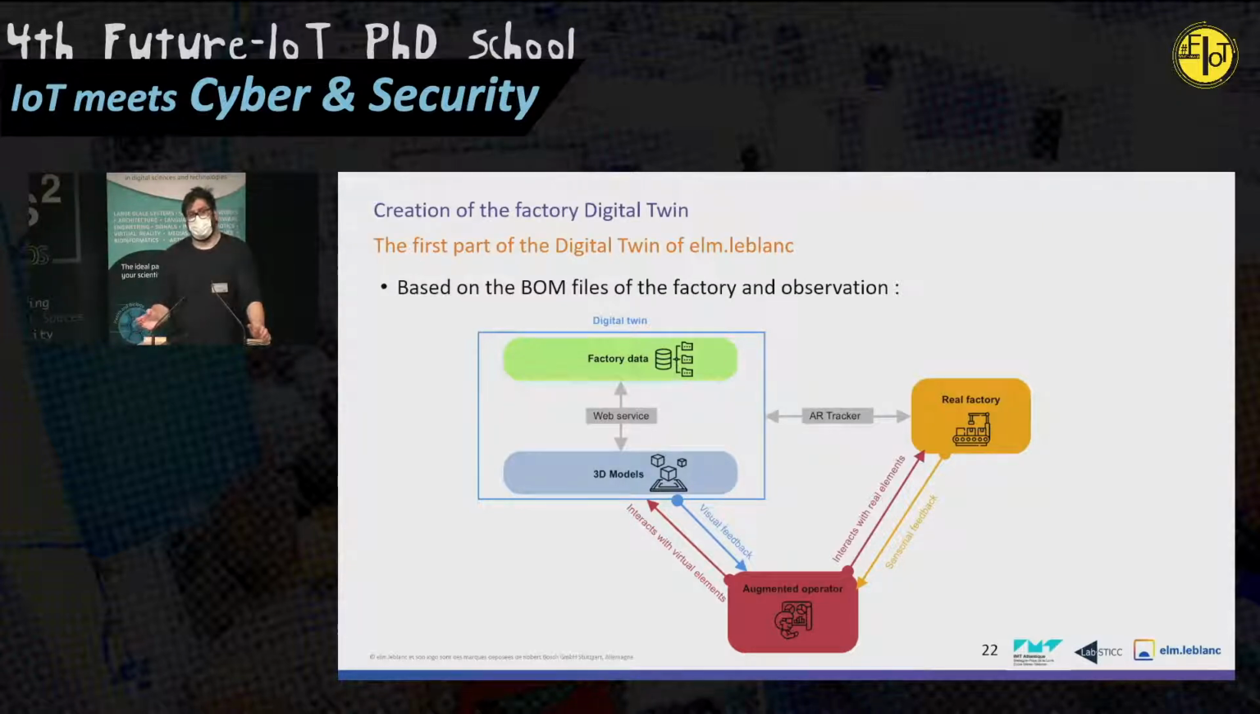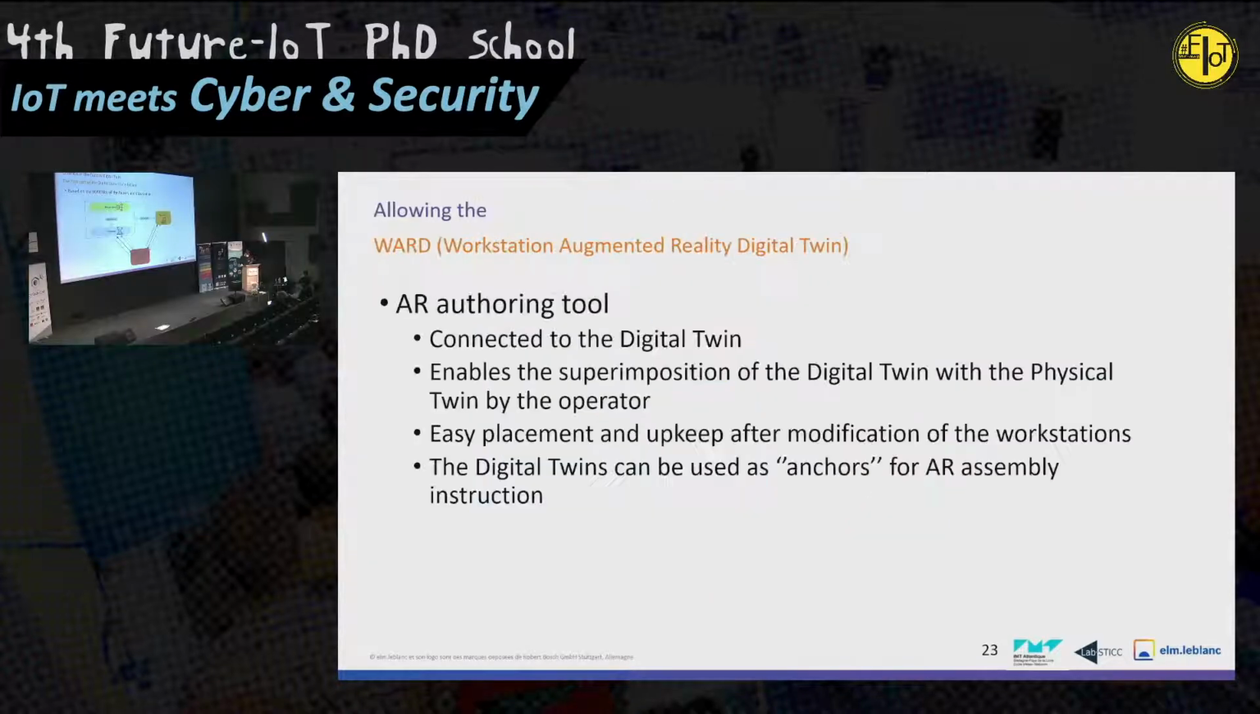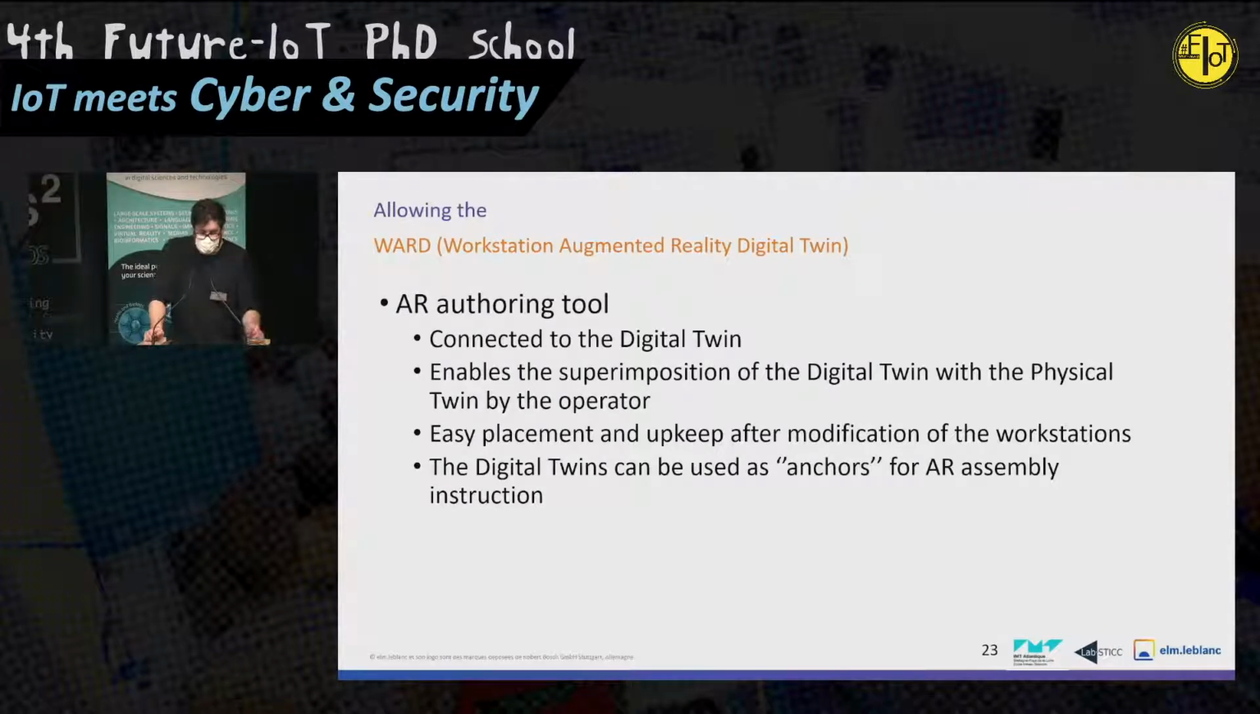An augmented operator is an operator wearing an AR headset, and the operator will make the connection and the upkeep and the updates of the digital twin. To allow the augmented operator to interact with the digital twin and to superimpose the digital twin with the physical twin, we developed WARD, Workstation AR, Augmented Reality Digital Twin. It's an AR authoring tool. It's connected to the digital twin, and it will allow the operator to superimpose every part with its physical twin.